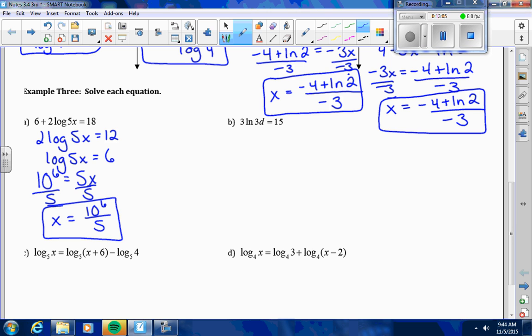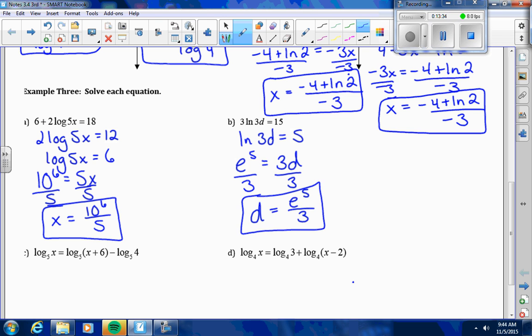What did you do first on the next one? So natural log of 3d equals 5. Now what? Convert to exponential. The base is e, so e to the 5th equals 3d. Now divide by 3. You're solving for d. So if we divide by 3, then we have d equals e to the 5th divided by 3. That's your final answer.